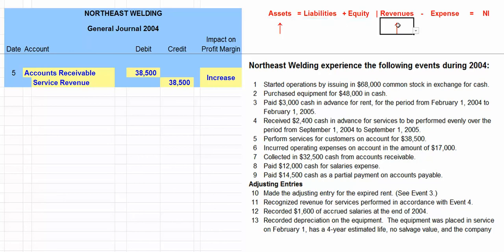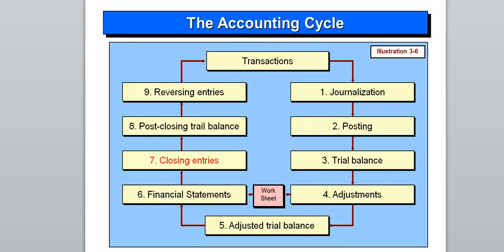However, recall, revenues will do what? Revenues will cause net income to increase by $38,500, which will in turn cause an increase in retained earnings of $38,500. And so in recording revenues and expenses, there's an implicit or indirect impact on retained earnings that we have not yet recorded. Brings us to our closing entries.